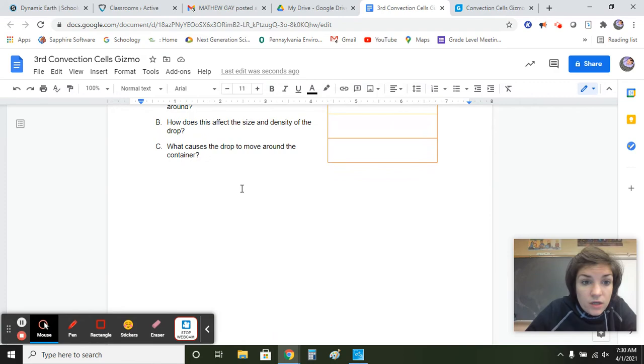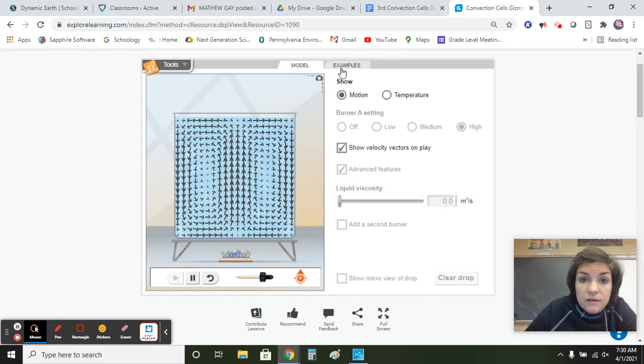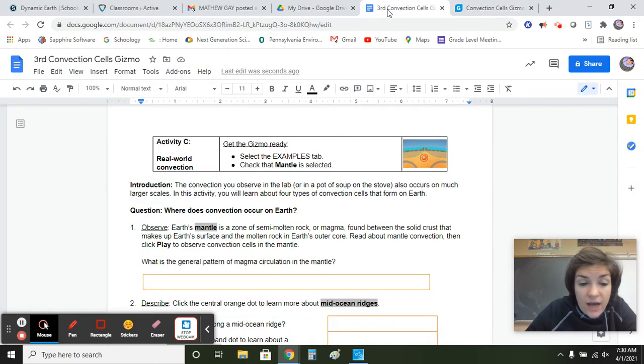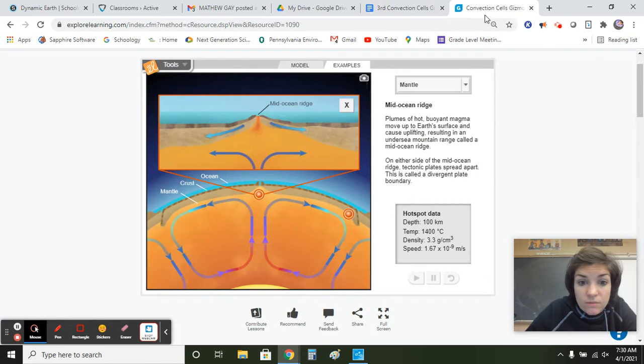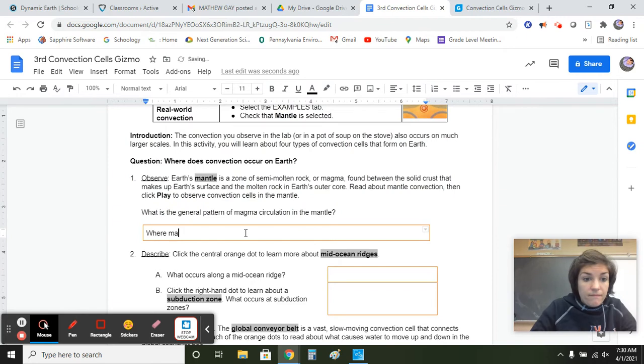Let's move down here. We are going to look at some examples of this in real life. Right here, it's showing you what happens. In the mantle, what is the general pattern of magma circulation? Where magma is warm, it is rising. Where it cools down, it sinks.